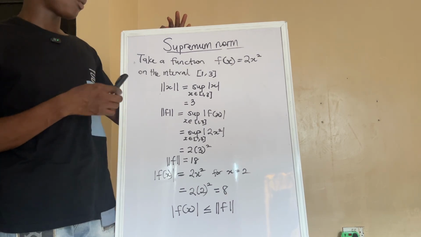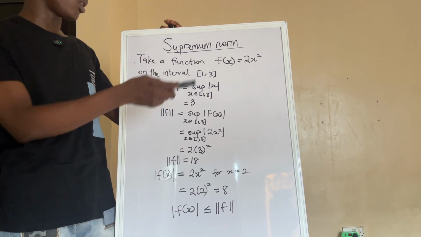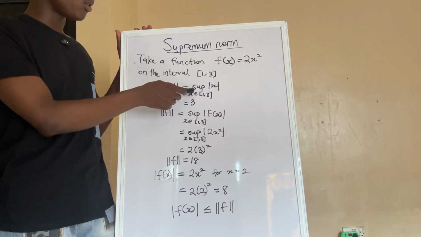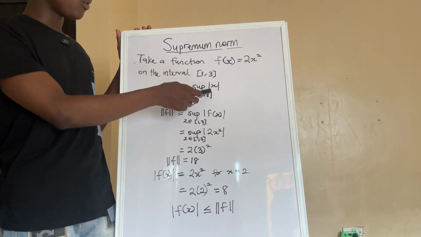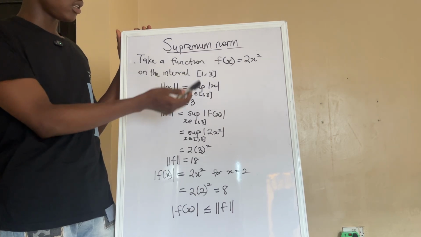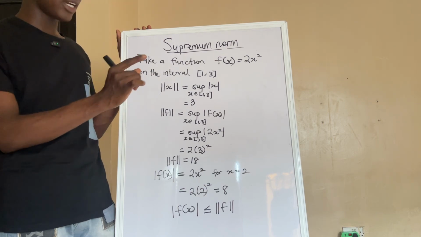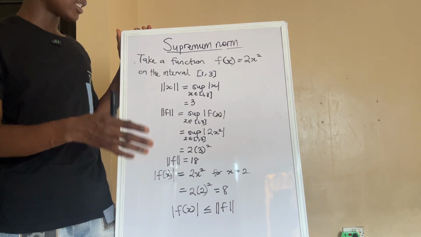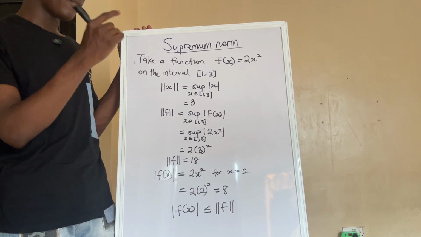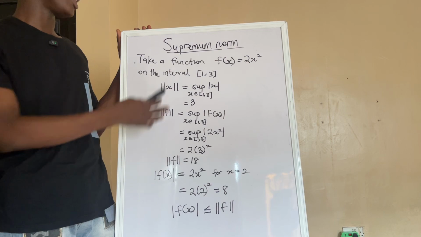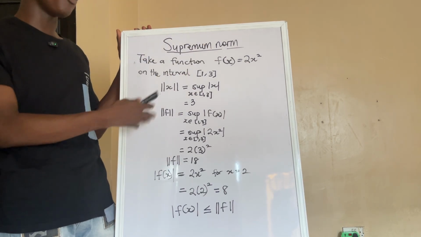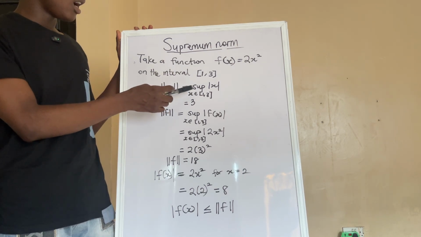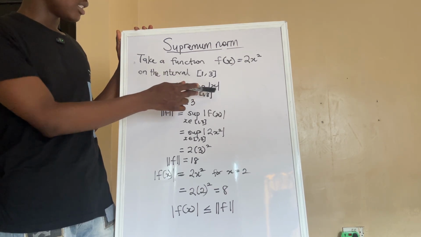Now we want to define how the supremum norm works. This is the definition of the supremum norm: the norm of x is equal to the supremum of the absolute value of x, for x being in this interval. So we are trying to find the highest possible value that x can be. That's what the supremum is, and we have defined the norm to be equal to that supremum. That's why we call it a supremum norm.